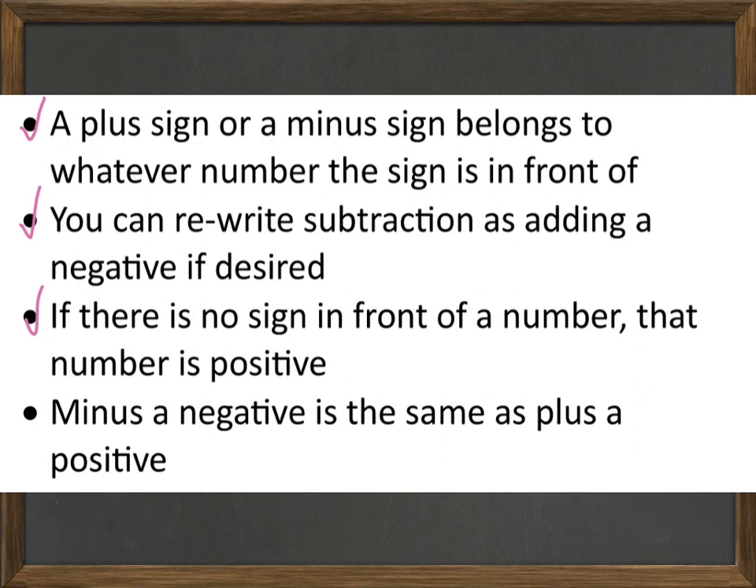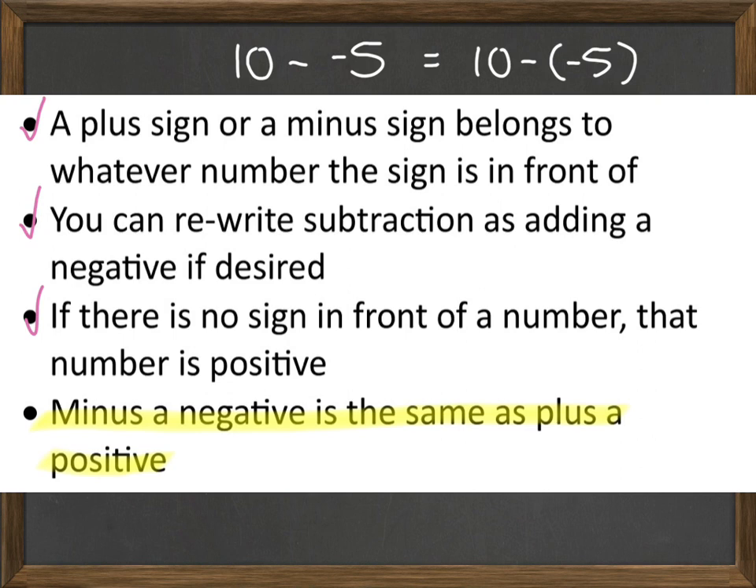The last rule, one I haven't introduced yet, is that minus a negative is the same as plus a positive. So what do I mean by minus a negative? Well, let's say I have 10 minus -5. It might be written like this. You might also see it looking like this, 10 minus parentheses -5. These are equivalent expressions.